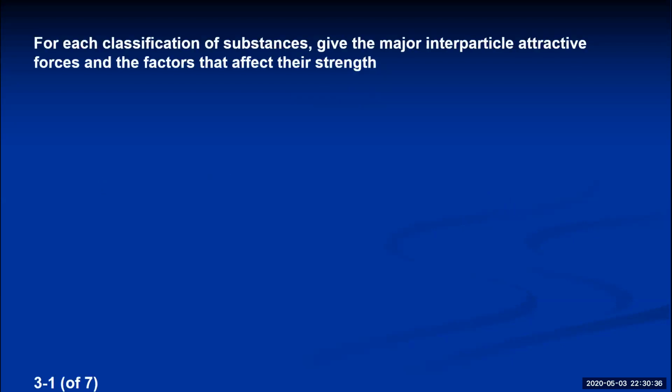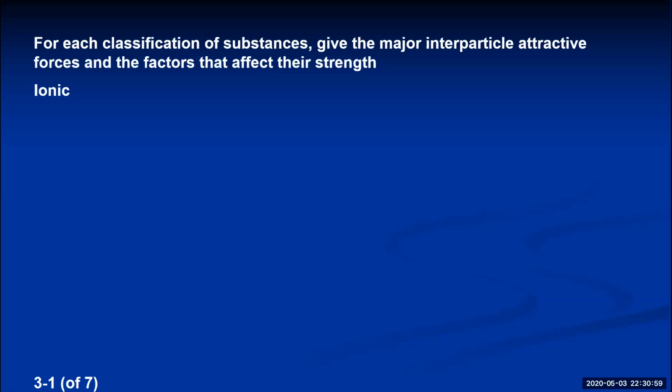And I'm going to give you a specific classification of matter, and I want you to tell me what the major interparticle attractive forces are if you have a crystal of this particular material, and then what are the 2 factors that affect their strengths. The first one is ionic matter. Take a couple minutes, then come back and listen to the answer.